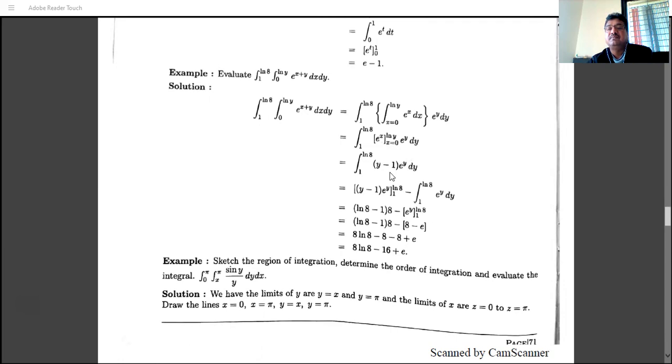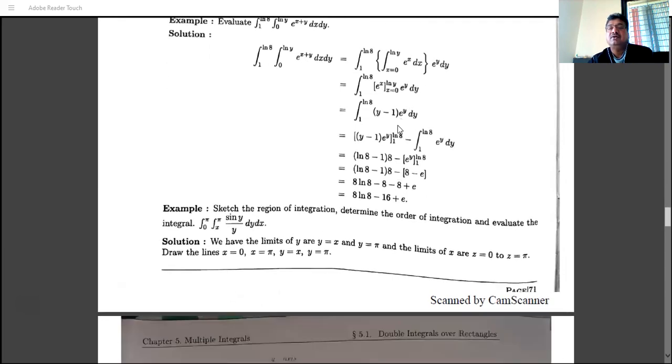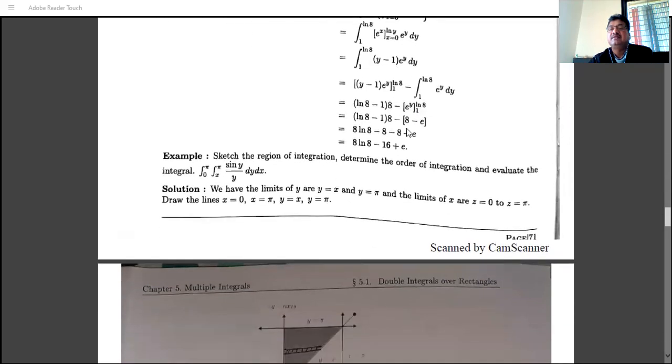Multiplying by e raised to y, we use the by-parts rule. First is y minus 1, e raised to y is second. First, integration of second: e raised to y integrates to itself, e raised to y, from 1 to log 8, and minus the integration of second, e raised to y, which is e raised to y, times the derivative of first. The derivative of y minus 1 is 1. So by the parts rule, this is first, this is second, then value at upper limit minus value at lower limit, and e raised to y integrates again to e raised to y. Then e raised to log 8 is 8, and e raised to 1 is e. So we have this answer.